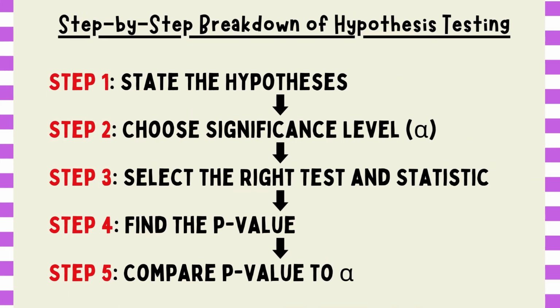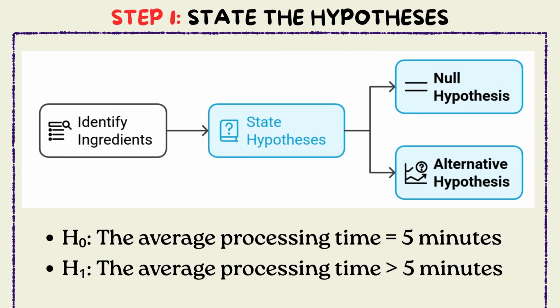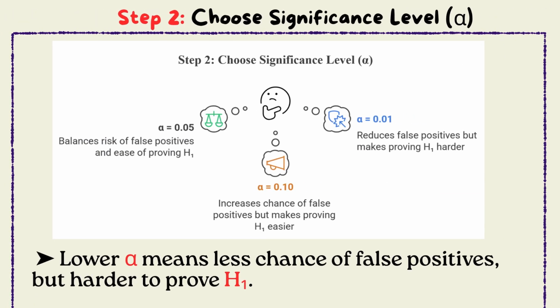Step-by-step breakdown of hypothesis testing. Let's walk through the step-by-step process of hypothesis testing. Whether you're comparing means, proportions, or variances, this framework stays the same. Step 1. State the hypotheses. Start by clearly defining the null and alternative hypotheses. This sets up your test, so be precise. Step 2. Choose significance level alpha. Common choices are 0.05, 0.01, or 0.10, depending on how strict you want to be. Lower alpha means less chance of false positives, but harder to prove.